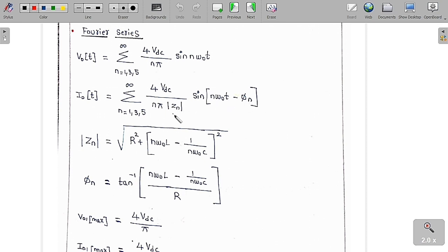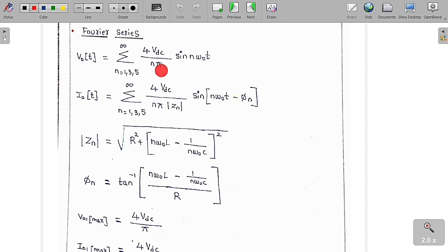minus phi n. So mod Zn is equal to the square root of r squared plus (n omega naught L minus 1 by n omega naught C) whole squared. Whereas phi n is equal to tan inverse of (n omega naught L minus 1 by n omega naught C) by r. So this is the value of phi n you are going to get. So I want to find the maximum value of the fundamental component of the output voltage.